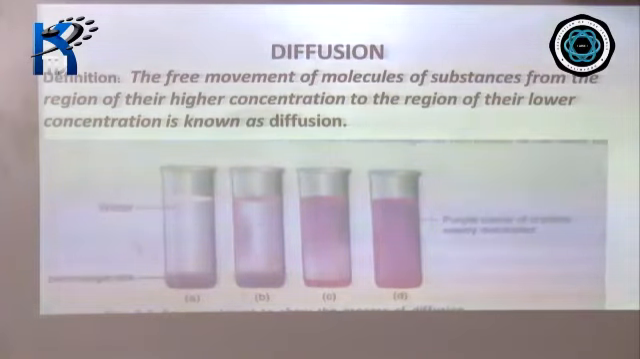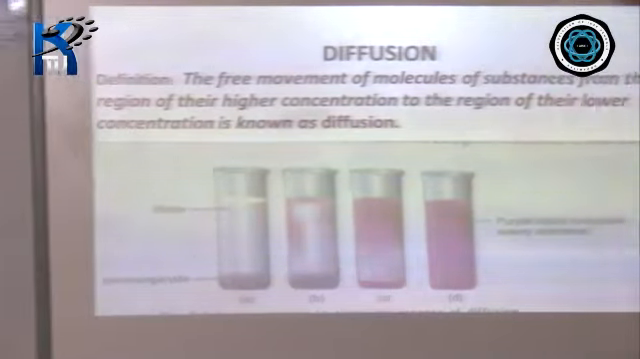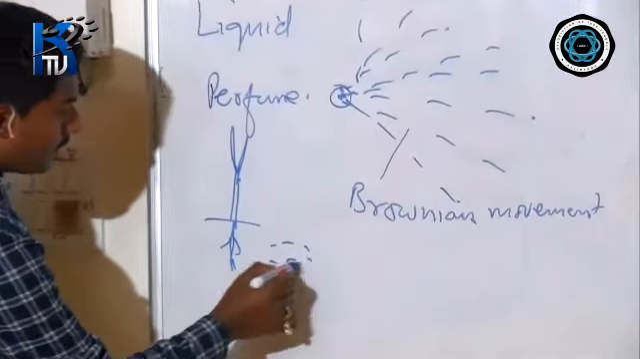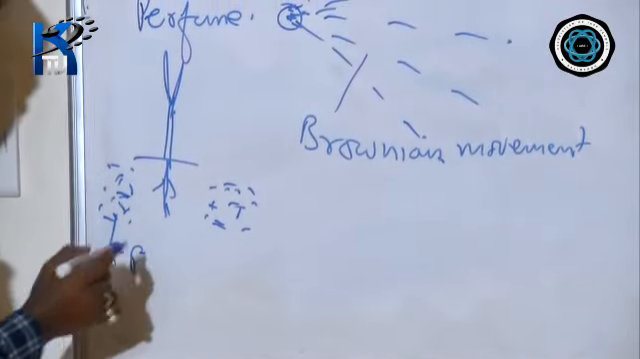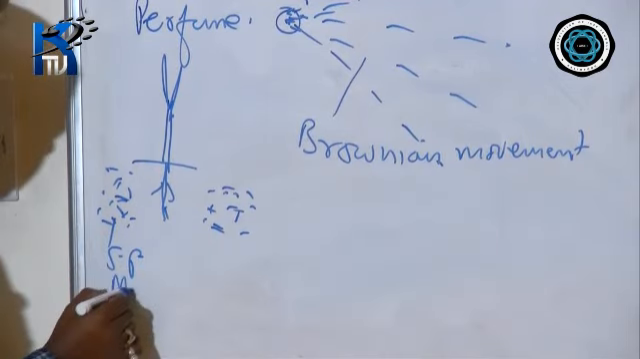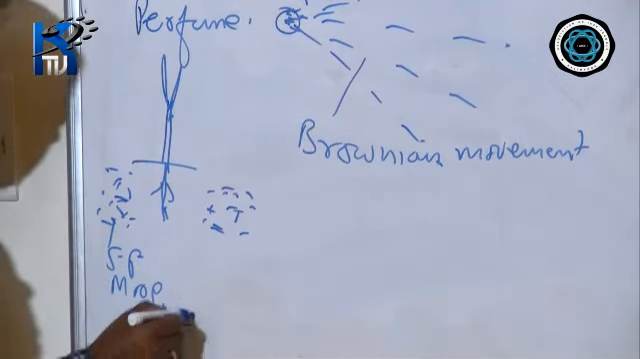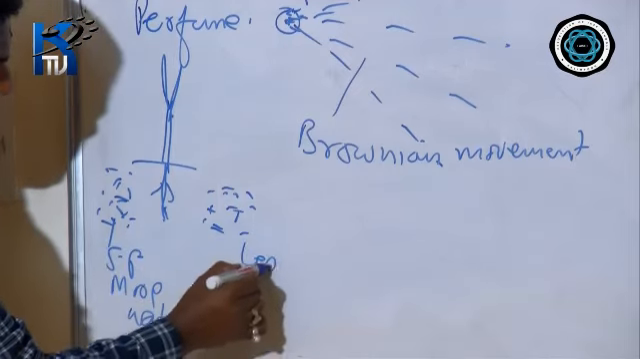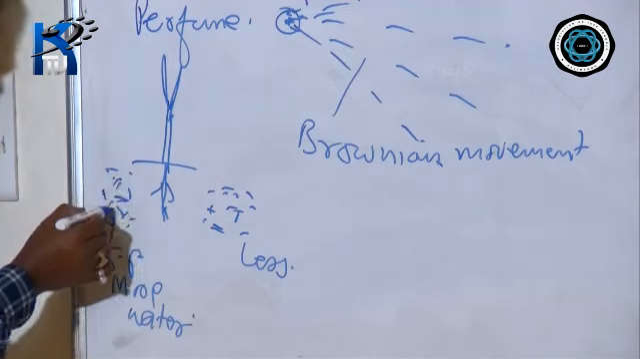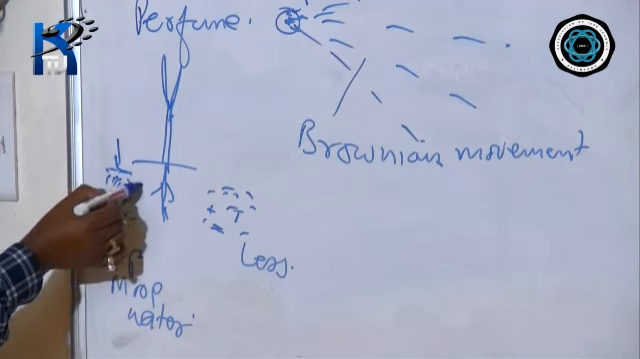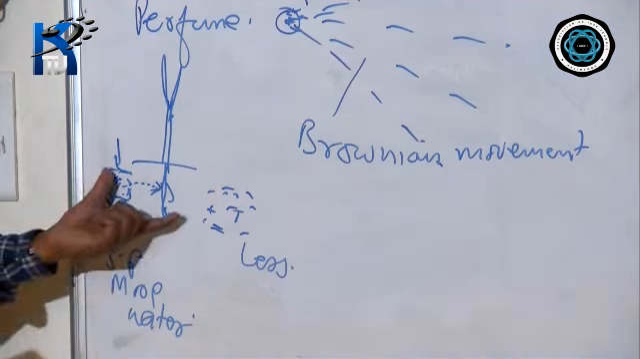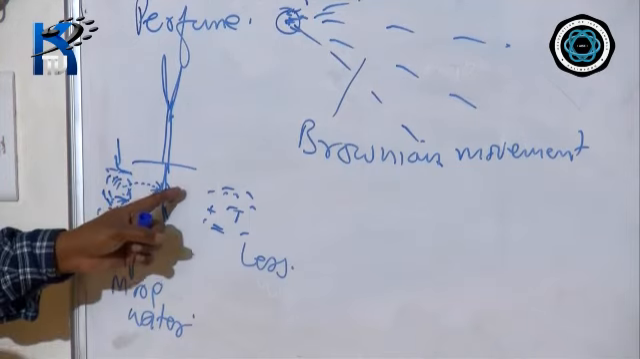So how do we relate this with the plant? Take for instance, you have a plant, the root is here. Suppose these are the soil particles. Here you have more water, and here you have less. The minerals are more out here. Automatically, the water dissolves the minerals, and the minerals will start moving in this direction. So it is moving from the higher region to the lower region.